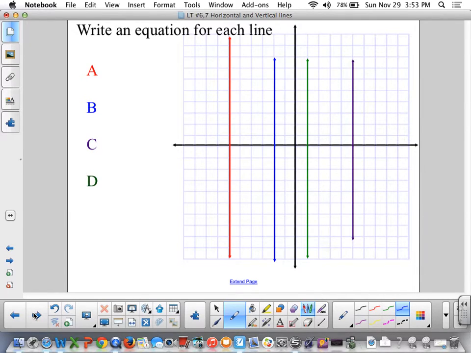So let's write an equation for these lines. Here we have our y-axis, our x-axis. We're at 1, 2, 3, 4, 5, 6. So this is at x equals negative 6. This is at negative 2. So x equals negative 2. C is at 1, 2, 3, 4, 5. So x equals 5. And D is at 1. So x equals 1. You'll notice all of our vertical lines have equations x equals a number.